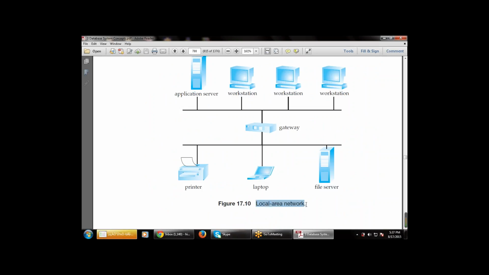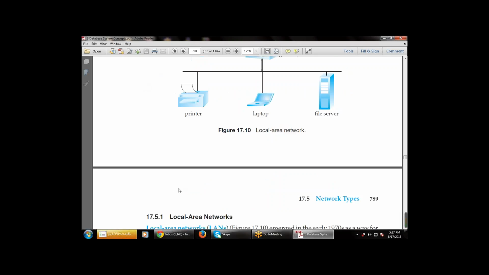This is the local area network. This is the printer, laptop, file server that are connected with the gateway. There will be an application server, workstation. These are the different computers. This is the server that is used.